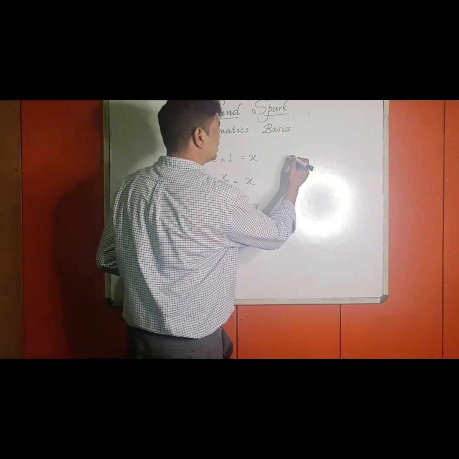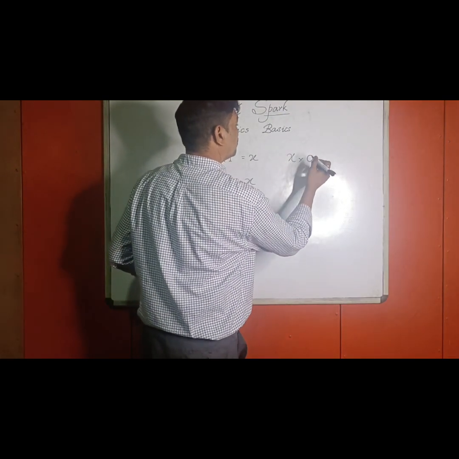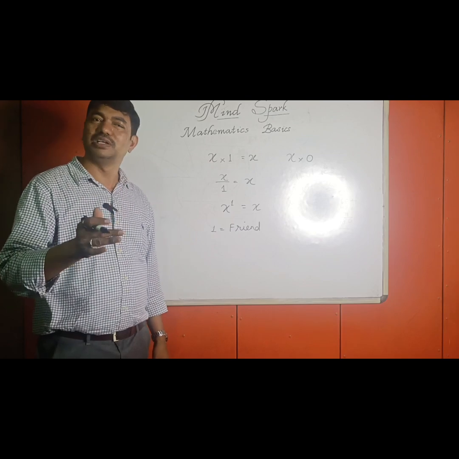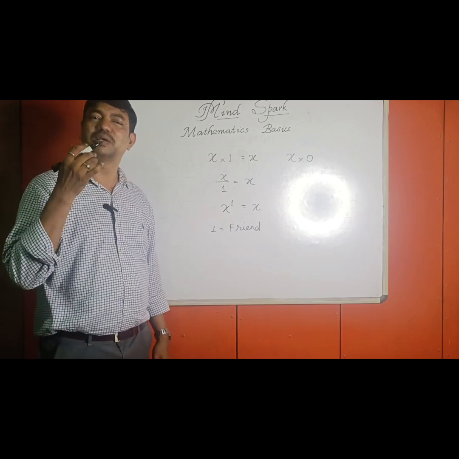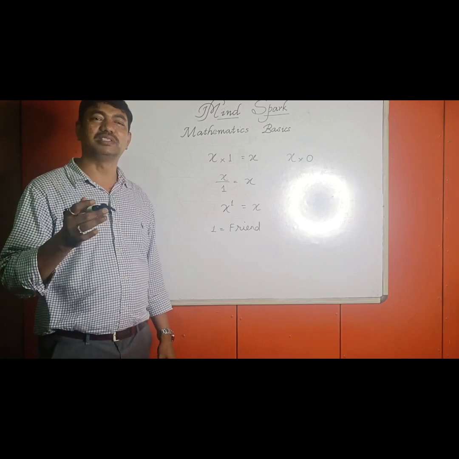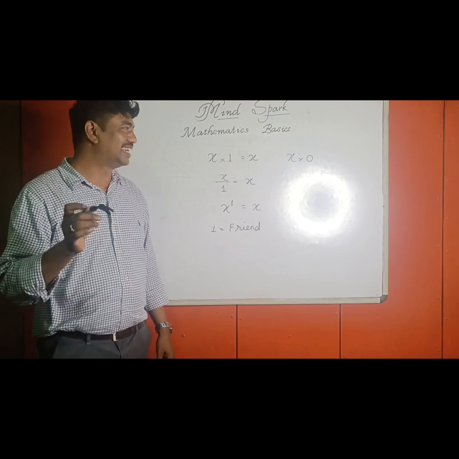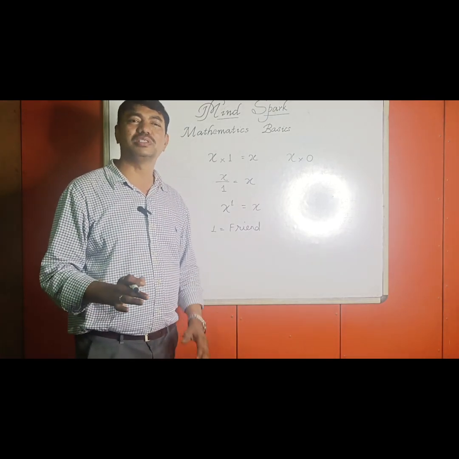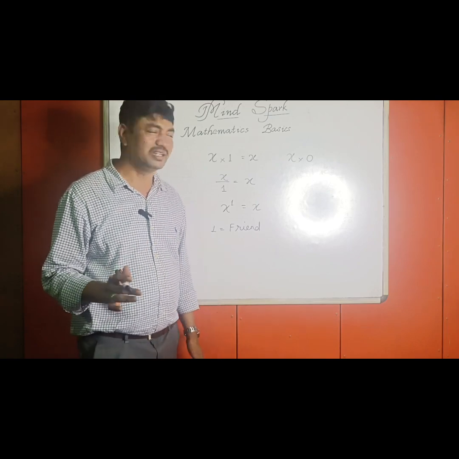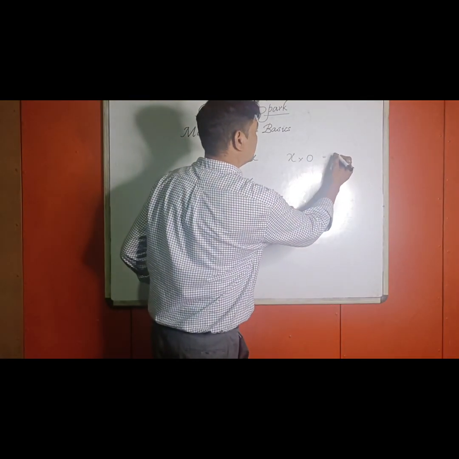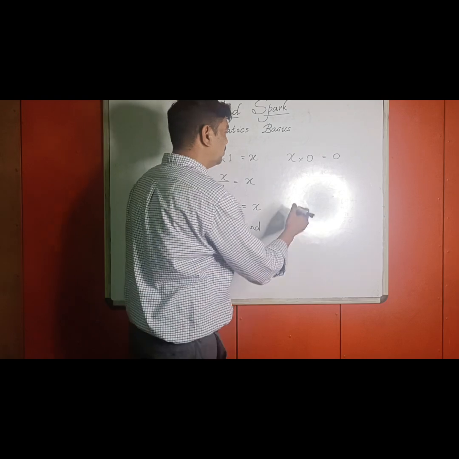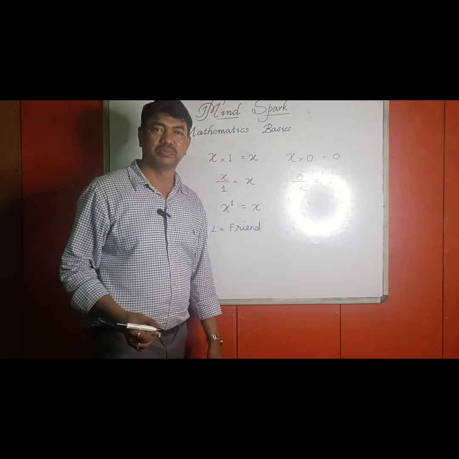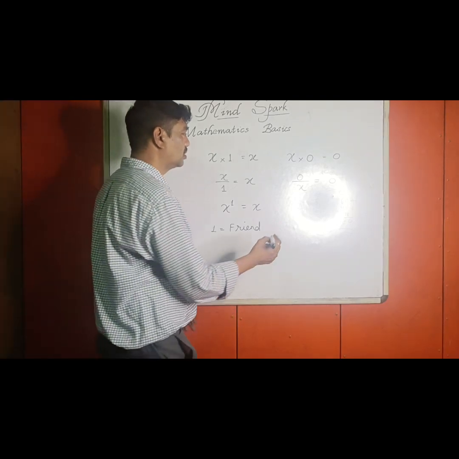The enemy is 0. For example, you have an account balance of, say, 4 lakhs, and the manager multiplies it by 0. Then the entire value will become 0. So 0 is the enemy, very dangerous. When you multiply, it becomes 0. 0 divided by x is also 0.